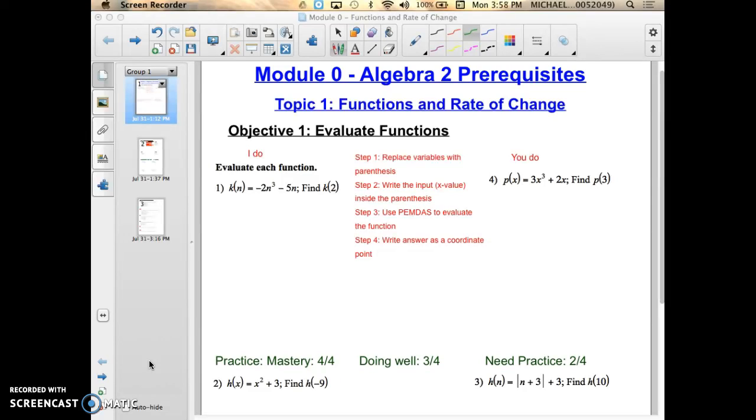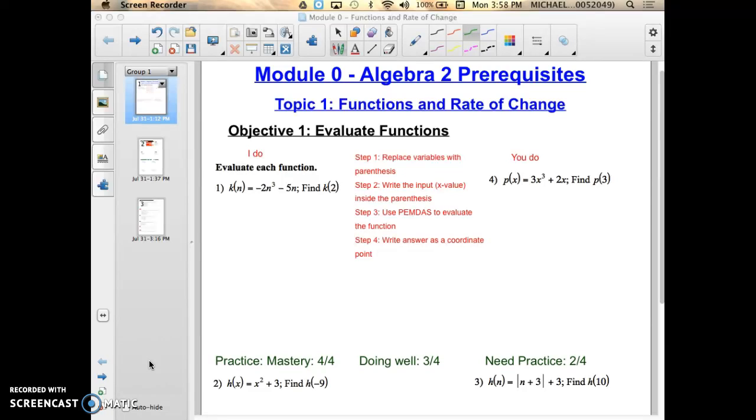Within this module, there's only one topic. It's going to be functions and rate of change within functions. In this topic, there's going to be three different objectives. Objective 1 is listed here. We're going to evaluate functions. I've given two problems that we're going to work through in this video.